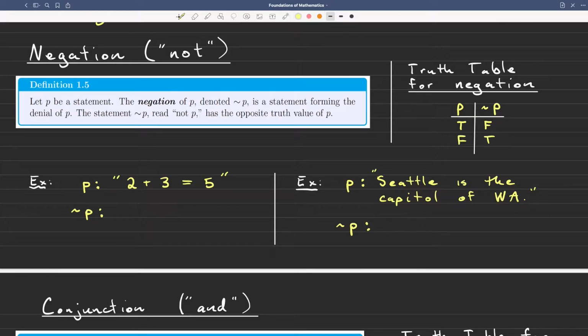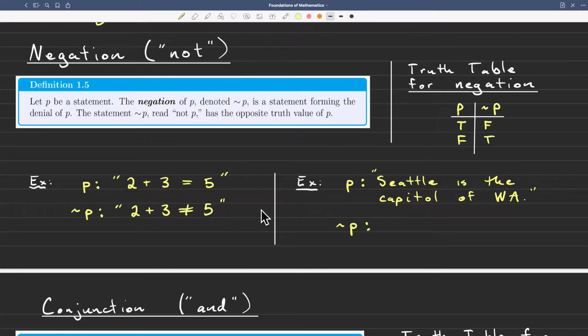But before we get into that too much, let's look at this first example. If P is the statement 2 plus 3 equals 5, then how would we express the negation of P? What's the denial of P? Well, we could just say 2 plus 3 is not equal to 5, or it's not true that 2 plus 3 is equal to 5. Symbolically, it'd probably just be easier to write 2 plus 3 does not equal, with a slash through it, 5.